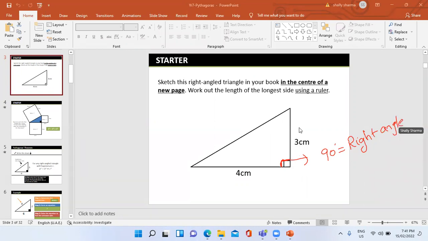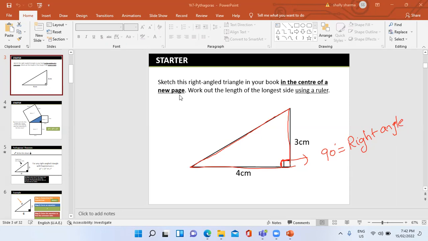So we have to construct a triangle. Okay, keep one side as 3 centimeter, another side as 4 centimeter, and make sure this angle in between these two lines is 90 degrees. After that, when you drew these two lines, 3 centimeter and 4 centimeter, join this third line. Okay, join this third line, and then you have to measure how much it is.